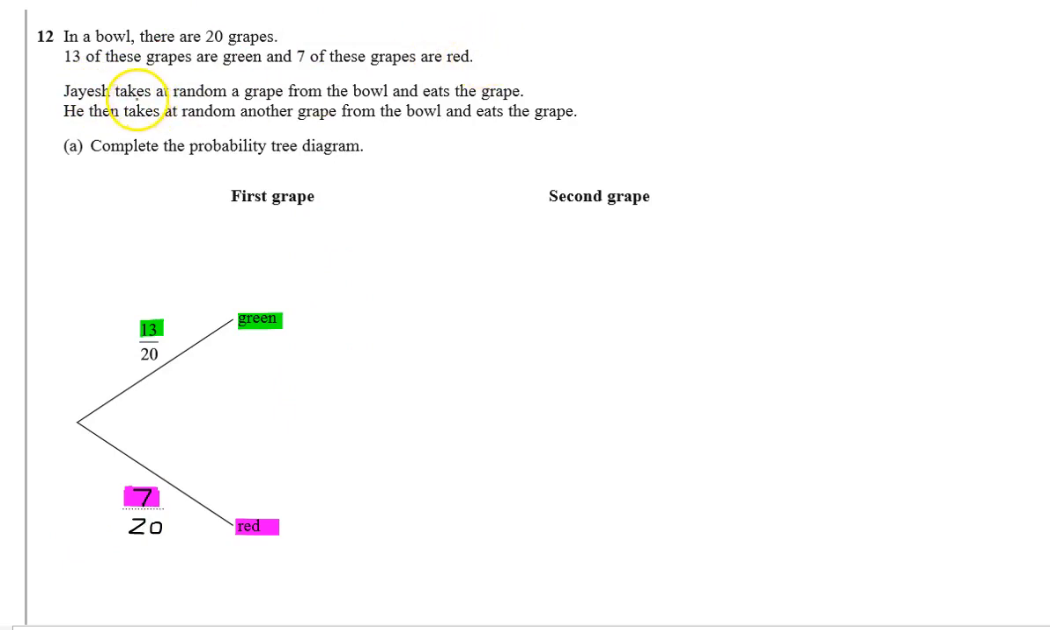Jayesh takes at random a grape from the bowl and eats the grape, meaning no replacement. Why have they written that he eats the grape? There is no replacement. Then he takes at random another grape from the bowl and eats it, so it is without replacement. They are not replacing it. Complete the tree diagram.